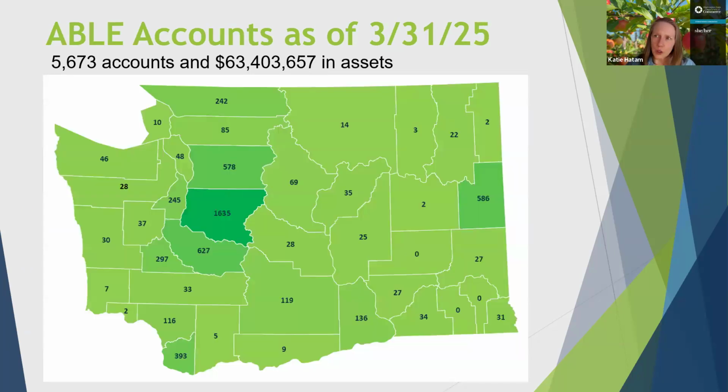This slide is just showing a quick snapshot of how many accounts have opened across the states since 2018, which is when the ABLE program was launched. As of March 31st, we have over 5,700 accounts and over $63 million in assets. So you can see that a lot of people are using these accounts and saving money. The average account balance right now in the Washington ABLE program is around $11,000. That's a lot of money for people to be able to save, and that's much more than $2,000. So you can see people are using the account, people are benefiting from the account.